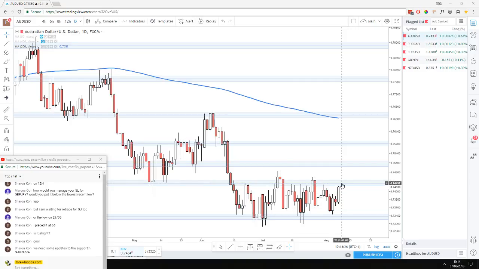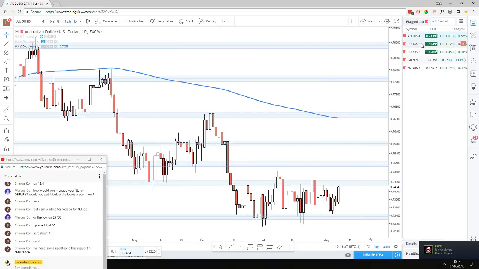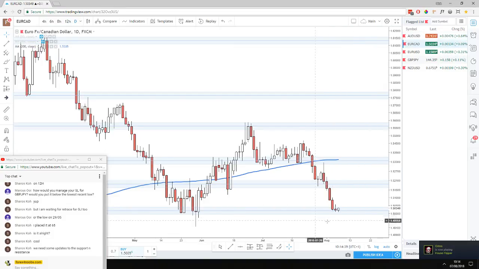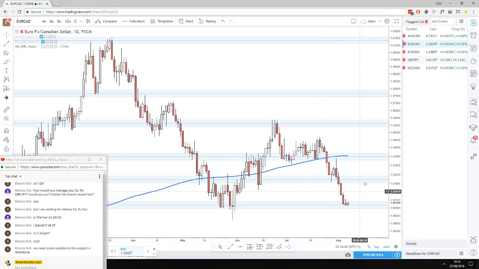So I am looking for a short here, but I'm not that excited for this short is what I'm trying to say. So let's keep an eye on it. Potential short on AUDUSD. EURCAD, potential long trade. Price stalling out on top of this support area. Keep a close eye on this.